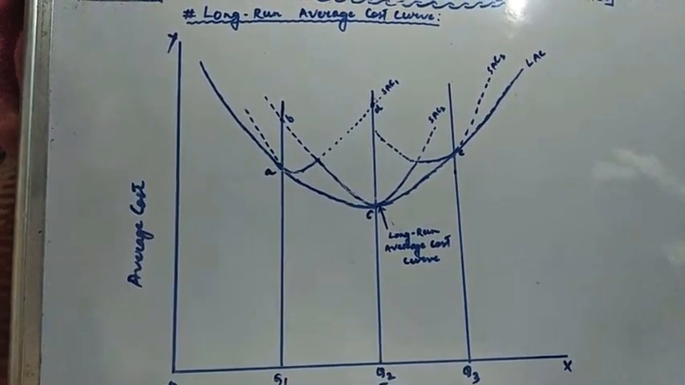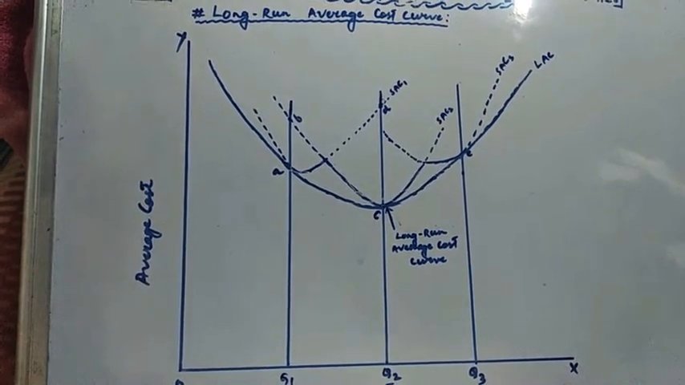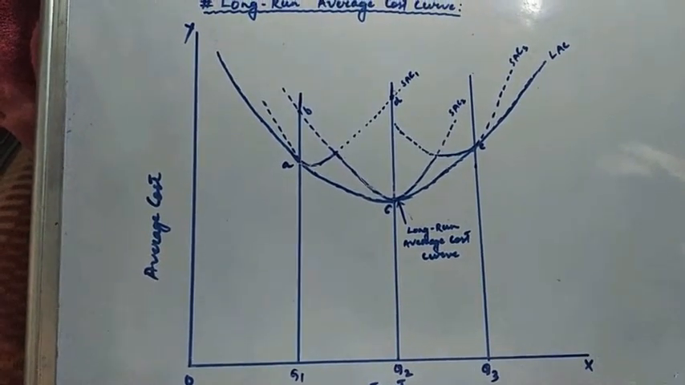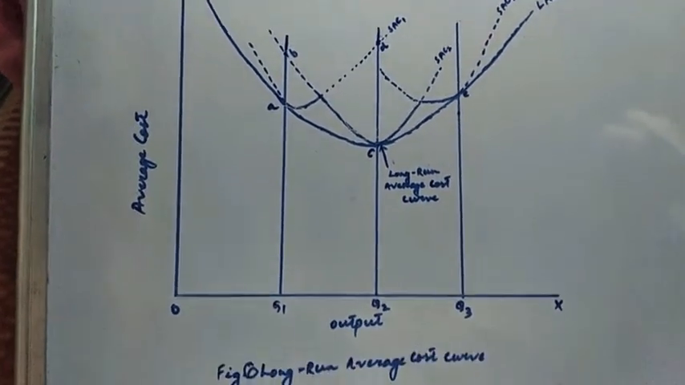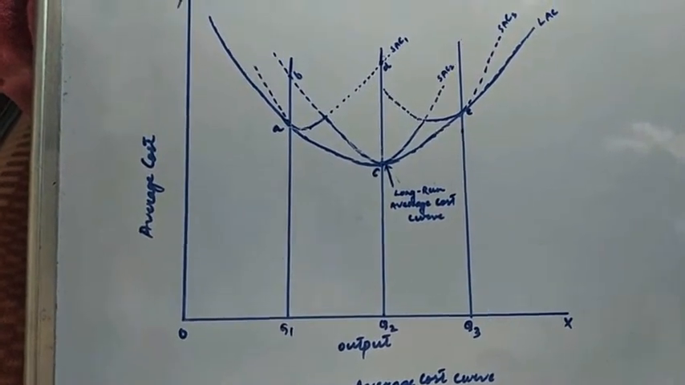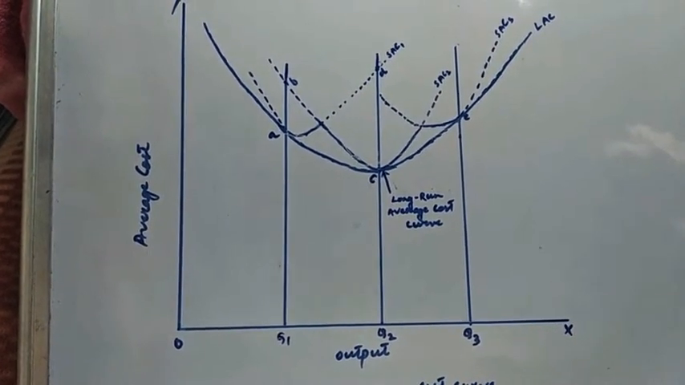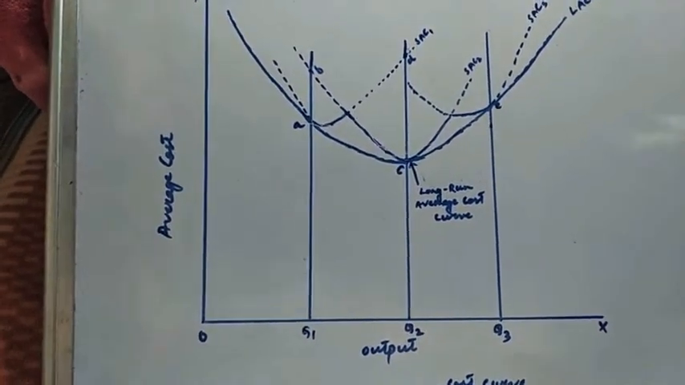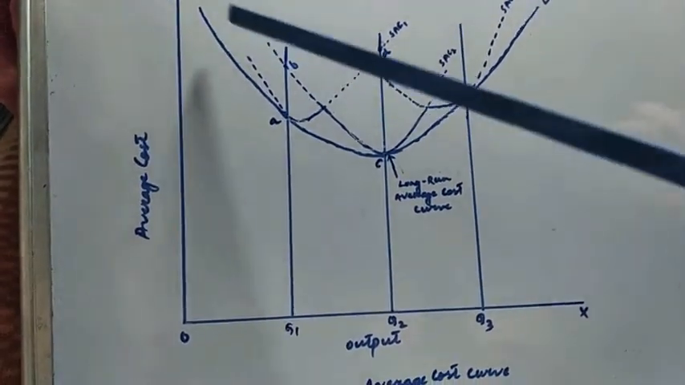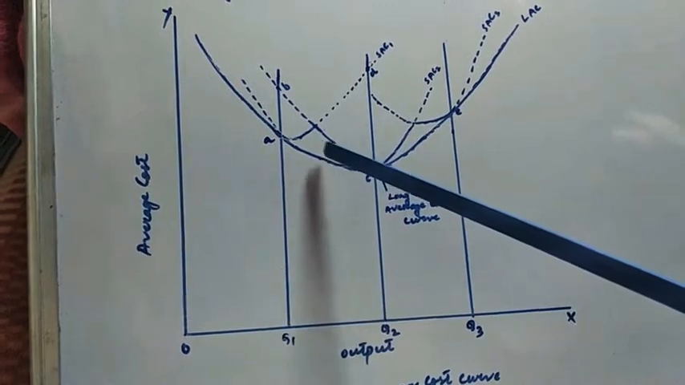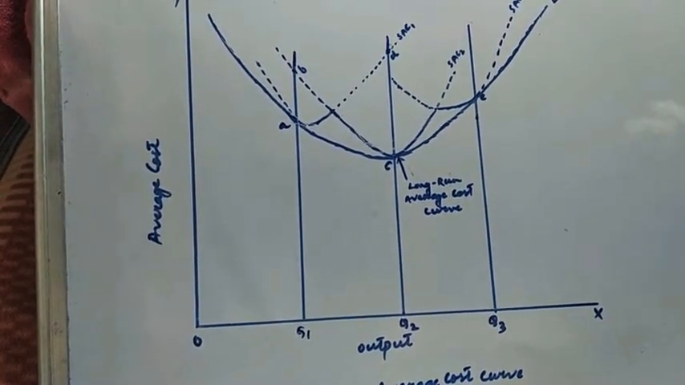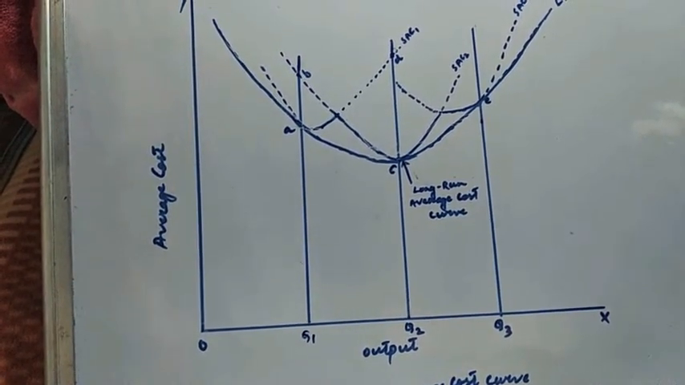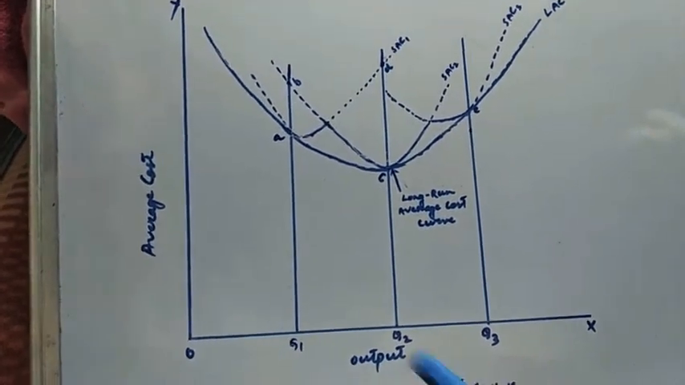Since in the long run, all inputs including the capital, equipment, and the plants can be changed, the relevant concept governing the shape of this long run average cost curve is that of returns to scale and no longer the law of variable proportion. It is because of the increasing returns to scale that in the beginning the long run average cost curve falls. So in the beginning, the long run average cost of production falls as output increases.